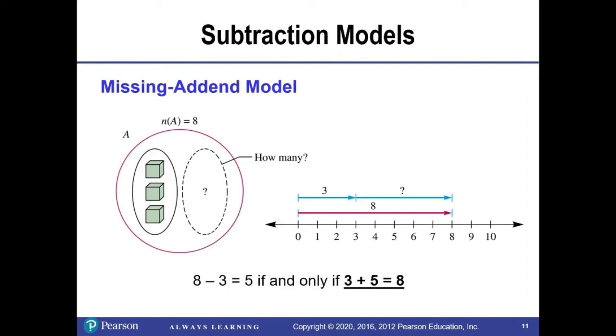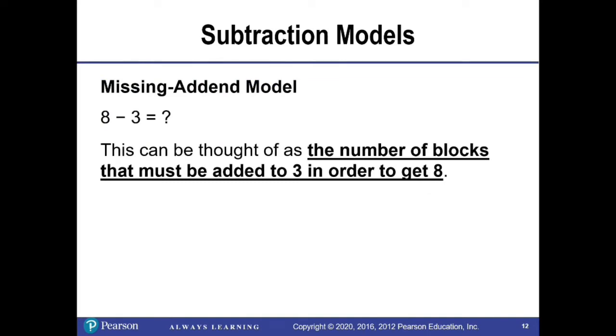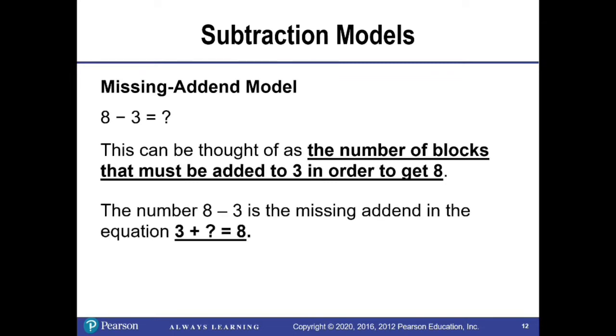So 8 minus 3 is 5, if and only if 3 plus 5 is 8. This gives us our relationship between addition and subtraction. When I have 8 minus 3, this can be thought of as the number of blocks that must be added to 3 in order to get 8. In other words, the number 8 minus 3 is that missing addend in our equation 3 plus question equals 8.